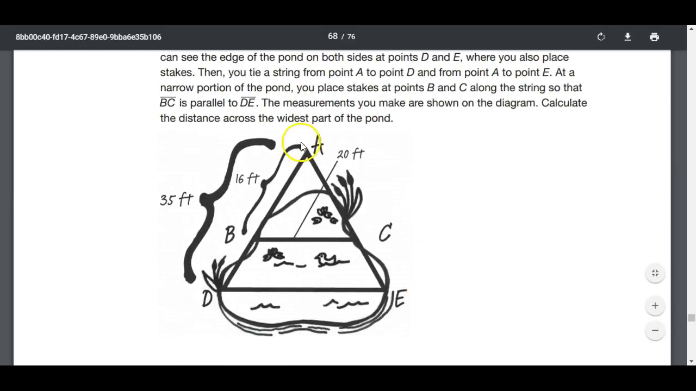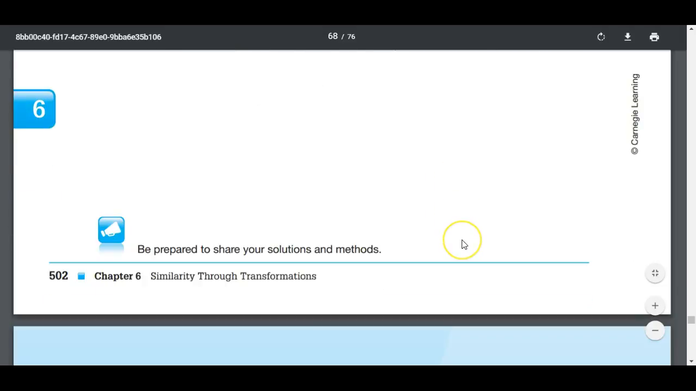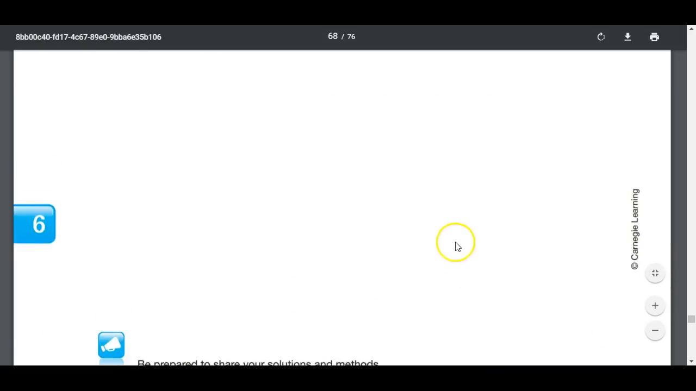With this triangle, again you have similar triangles, so you're trying to figure out the widest point. You know that this distance here is 20 from B to C, and this triangle is 16, so 35 over 16 is equal to x over 20. That's pretty much all you have to do there, and solve it, and then you're done with this chapter.